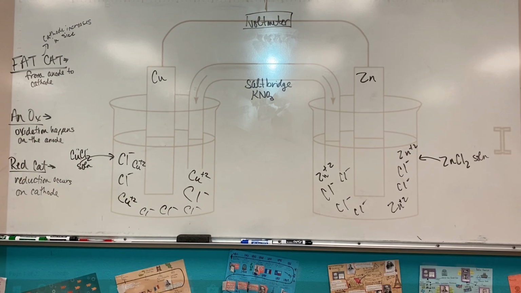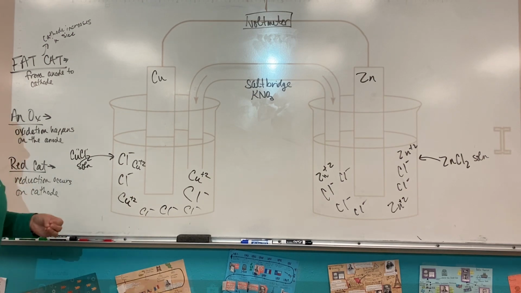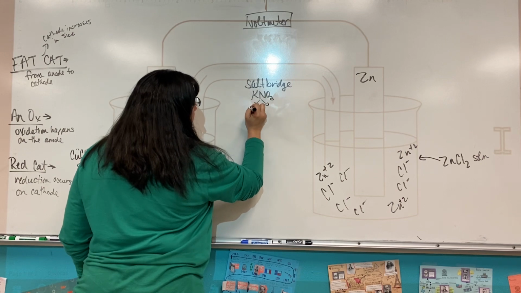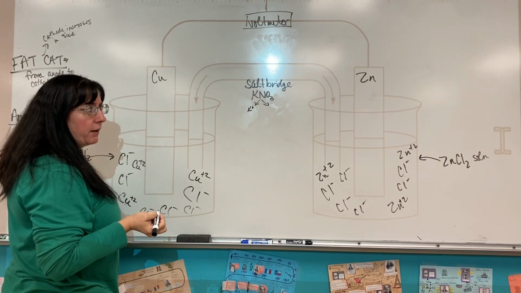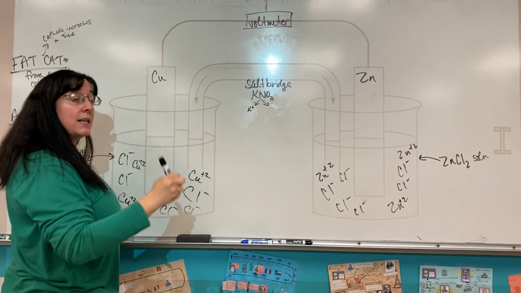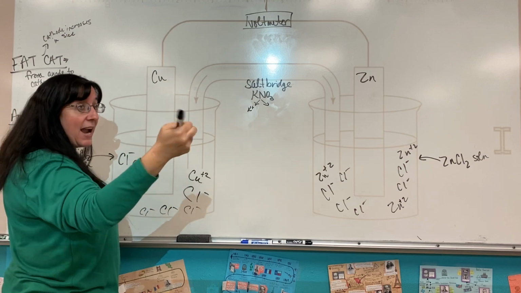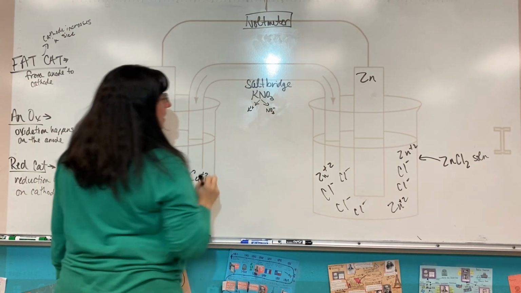What would it break apart into? What's the cation? Remember, I like cats. Cats are positive. So what would be the positive charge here for the cation? Potassium. So it'd break apart into potassium with a plus charge. And what would the anion be? I hate ants. Ants are negative. So the anion has a negative charge. What would the negative charge be for this? Your nitrate ion, which is NO3 with a -1 charge.